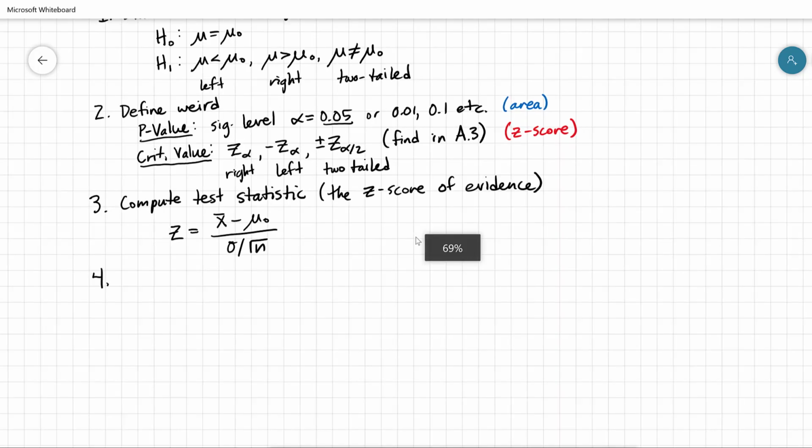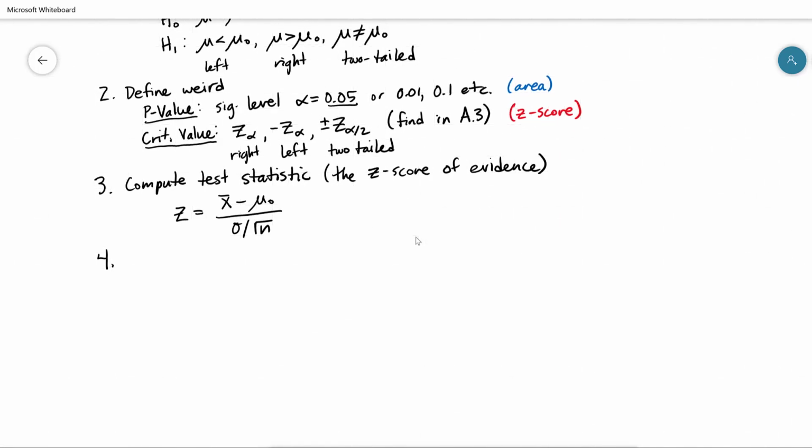Step number 4. If we're doing the critical value method, we're good to go. I defined what I'm going to consider weird in terms of a z-score in step 2. We computed the z-score of our actual evidence in step 3. I have the 2 z-scores I need to be able to compare to decide if this result is weird or not. So if we're doing the critical value method, we've got everything we need. I'm going to skip this step entirely.